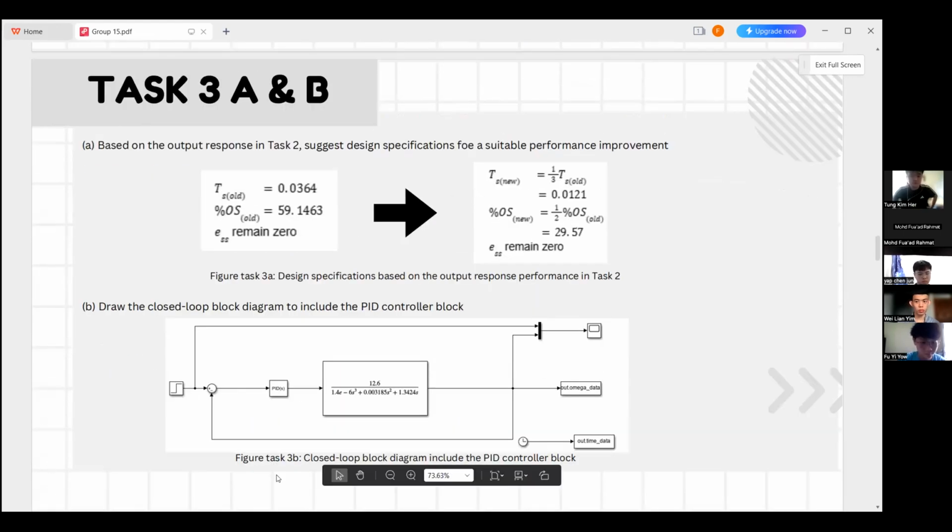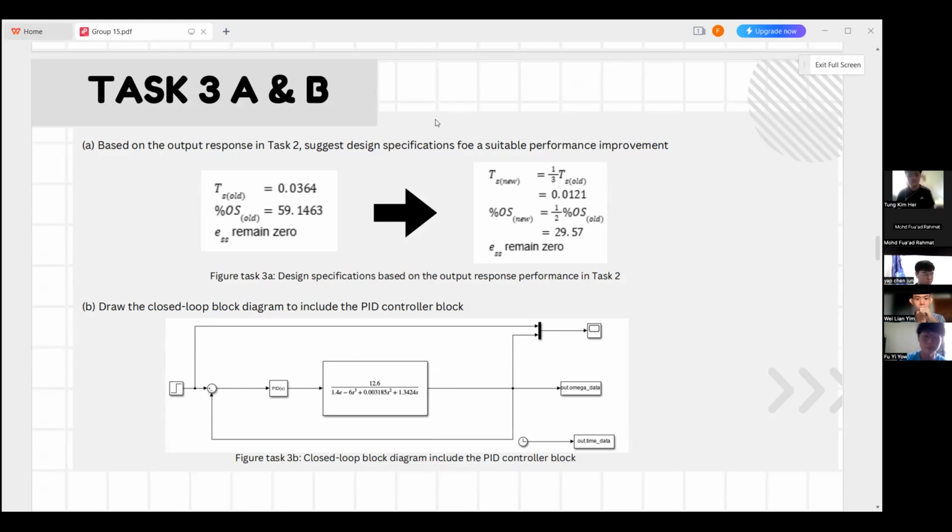Next, I will continue with my task, which is task 3. In this task, we are going to obtain a better improvement based on the output response in task 2. Hence, the PID design is used in this task. In figure task 3A, we can see that our new Ts value is 0.0121, which is 1/3 of the old settling time, and the new overshoot value will be 29.57, which is half of the old overshoot. And the steady state error will remain 0.